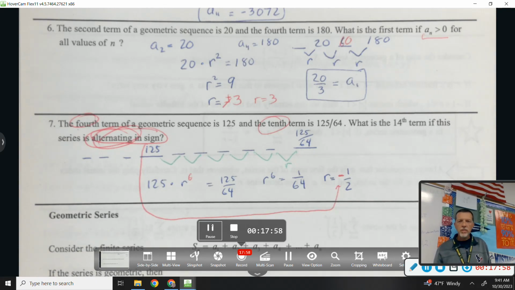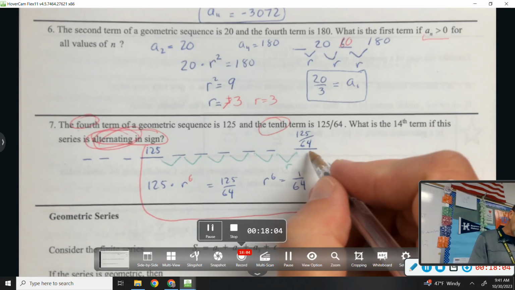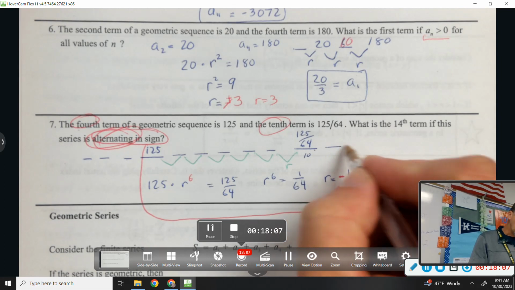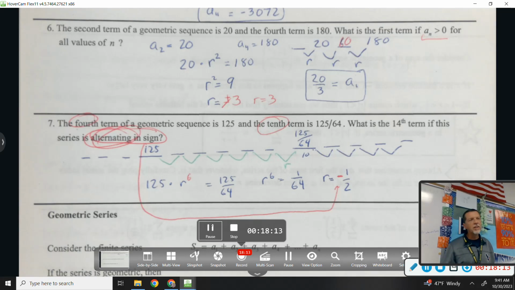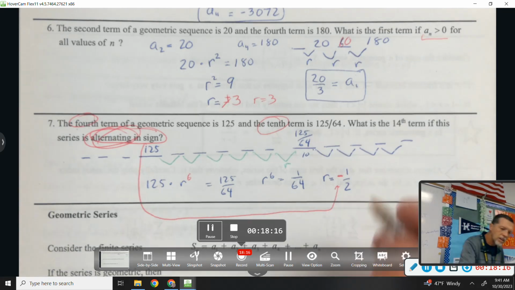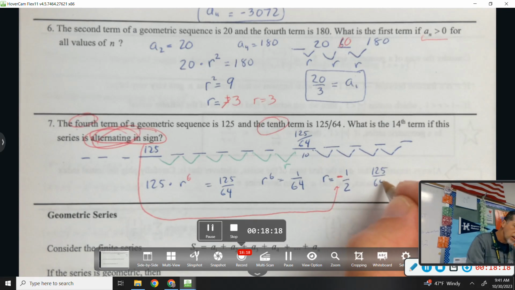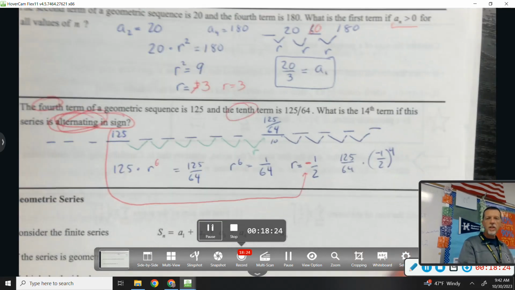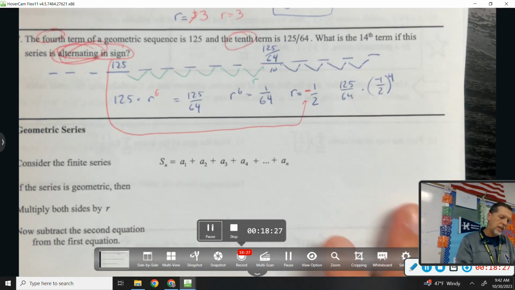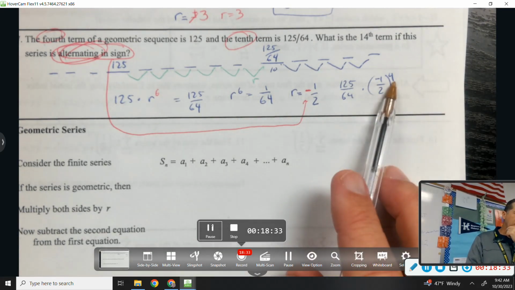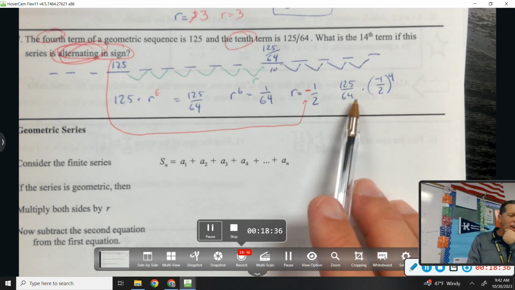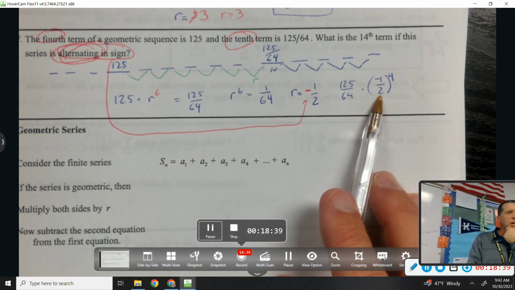Okay, now did we answer the question? No, because it asked for the 14th term. So I could start with the 10th term, and I need to go 11, 12, 13, 14. I need to do 4 more r's to get to the 14th term. So times negative 1/2 to the 4th. Let's see. I think 2 to the 4th is 16, but rather than doing 64 times 16, I think I'm going to start with 64 and multiply by 2 4 times.